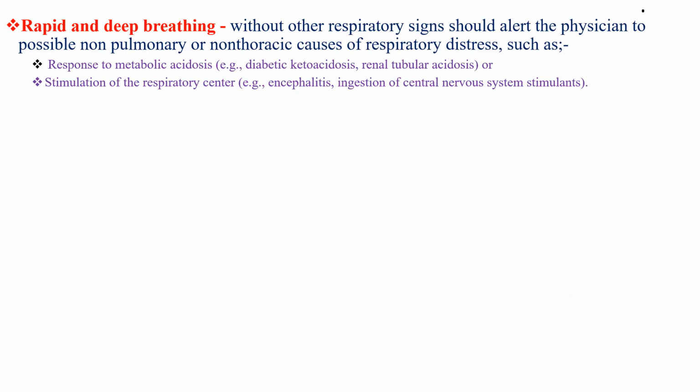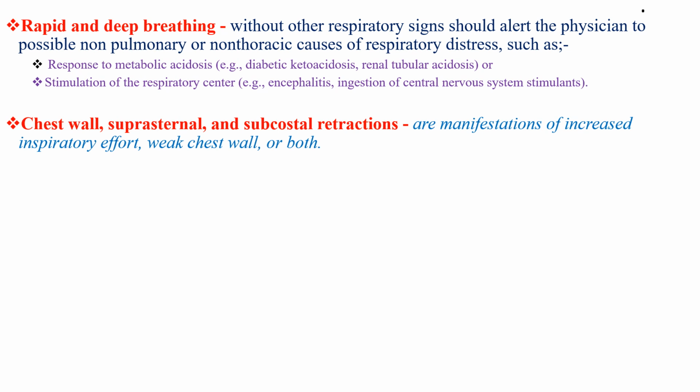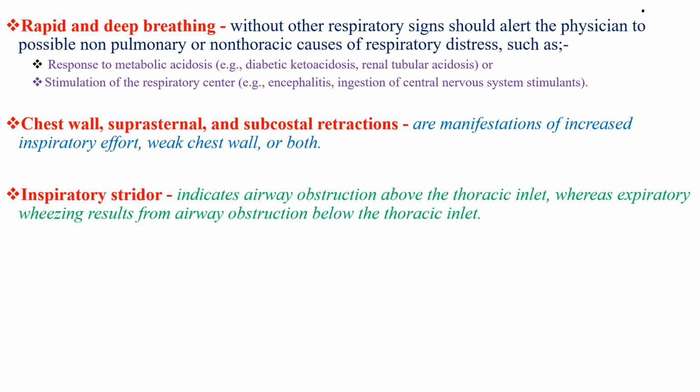Rapid and deep breathing without other respiratory signs should alert the physician to possible non-pulmonary or non-thoracic causes of distress, such as response to metabolic acidosis or stimulation of the respiratory center by encephalitis, ingestion of CNS stimulants, for example. Chest wall, suprasternal and subcostal retractions are manifestations of increased inspiratory effort or weak chest wall or both. Inspiratory stridor indicates airway obstruction above the thoracic inlet, whereas expiratory wheezing results from airway obstruction below the thoracic inlet.